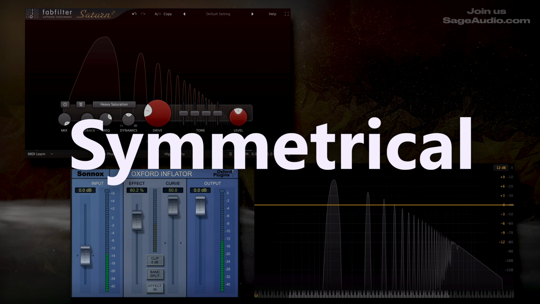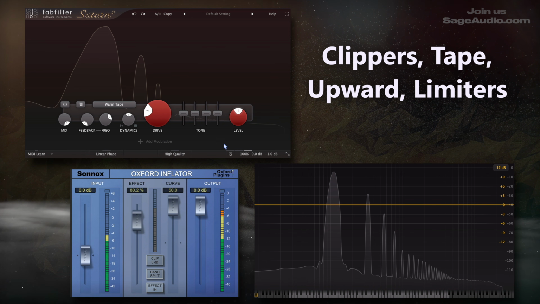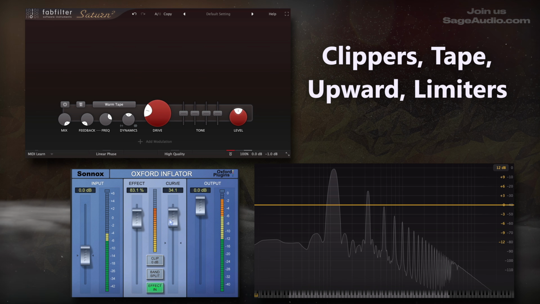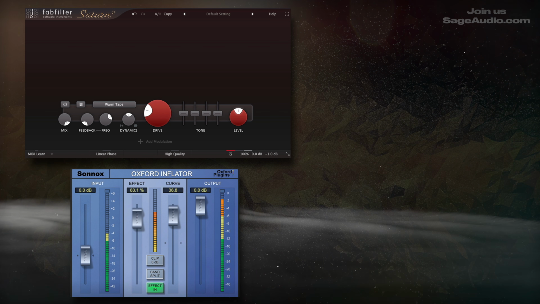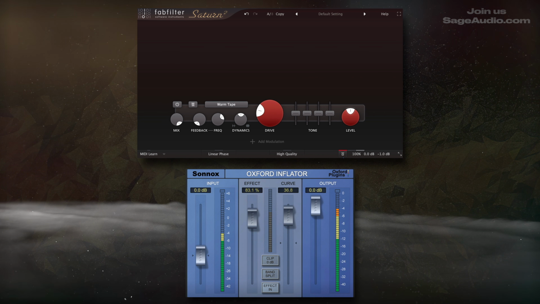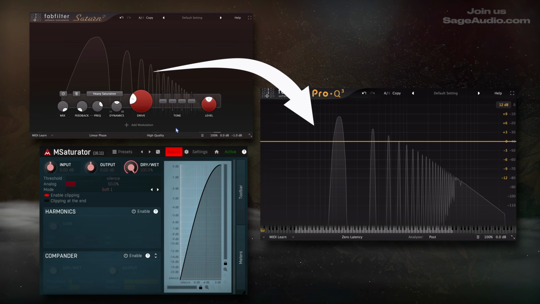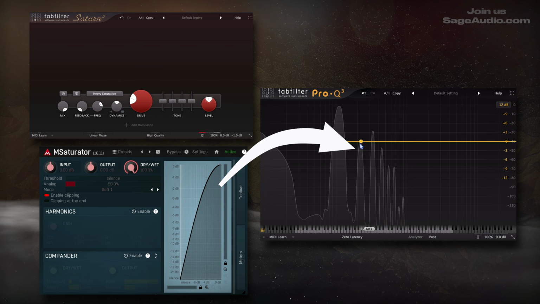Next, let's discuss symmetrical. Soft and hard knee clippers, tape, upward processors or maximizers like the Oxford Inflator, and brick wall limiters introduce symmetrical wave shaping when they saturate or process, meaning they generate odd harmonics. Things get more complicated though when you consider how plugins can vary in how they saturate from developer to developer. For example, saturation in FabFilter's Saturn 2 is symmetrical, but saturation in Melda Audio's Saturate plugin is asymmetrical.